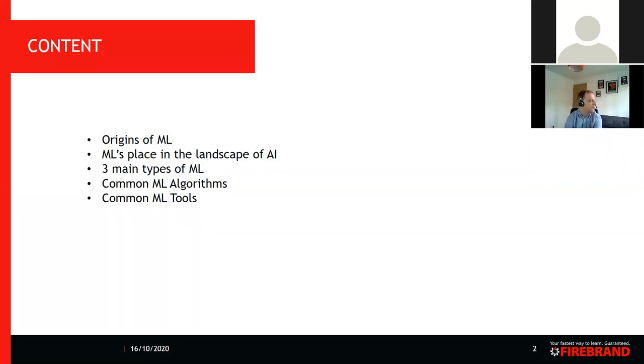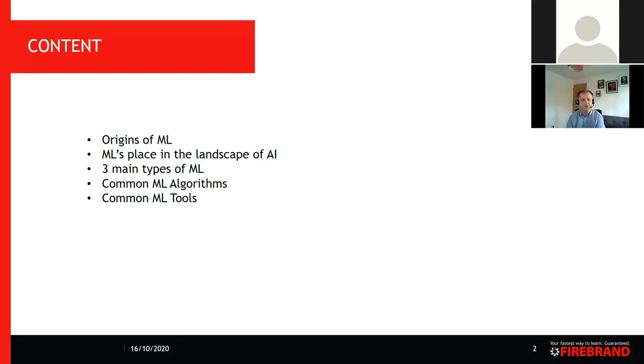We're going to look at some common machine learning algorithms. We're definitely going to do a little bit of linear regression as well. Linear regression turns out to be one of the foundational machine learning algorithms within data science. It's quite a nice one to take a look at, so we're going to have a little look at that in a couple of slides' time. And we're going to have a look at some common machine learning tools as well.